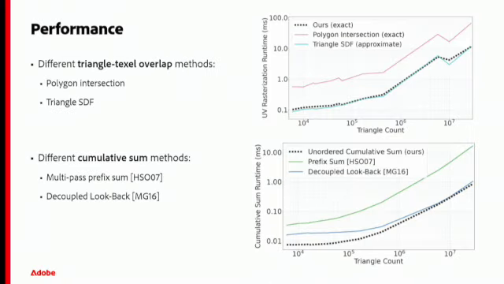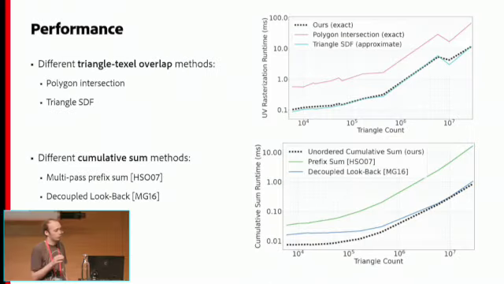And if we look at the actual components, we can also see that doing our texel-triangle overlap instead of the actual geometry processing approach is again one order of magnitude faster as well during the rejection. And for the cumulative sums, we are at least as fast as the decoupled look-back, which is much harder to write, whereas ours only takes a few lines of shader code, but of course is unordered.